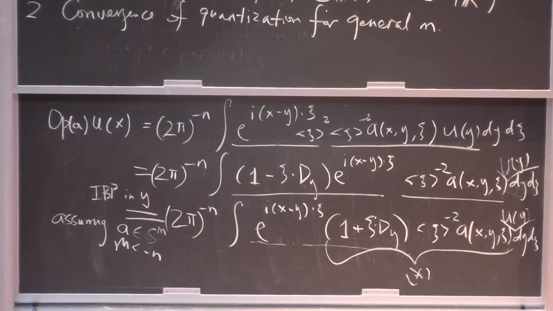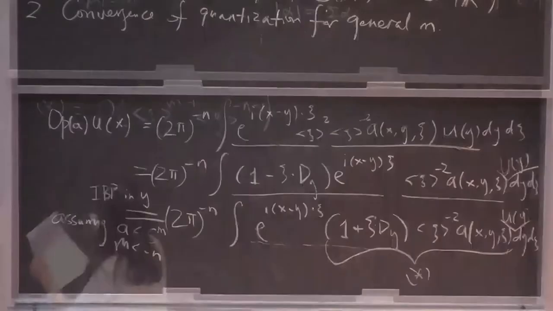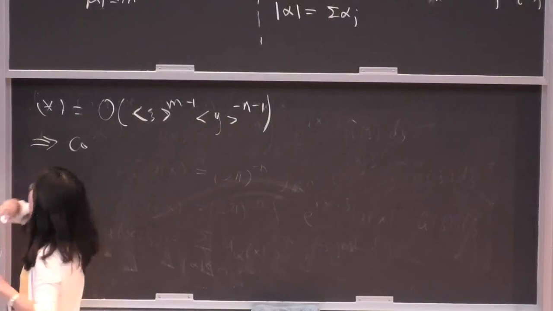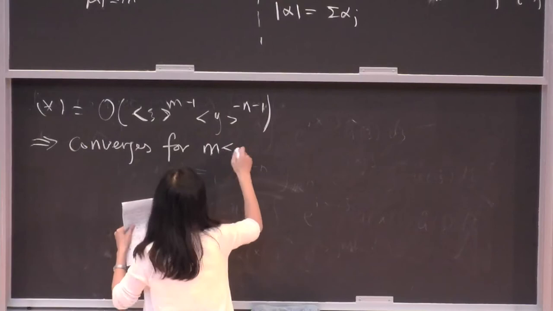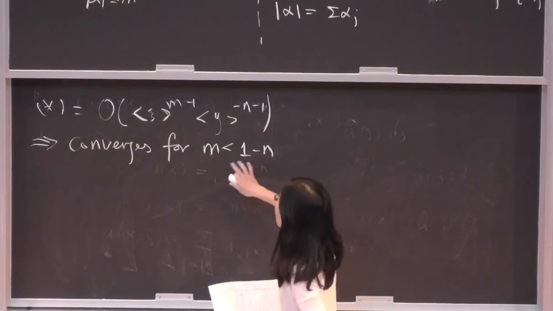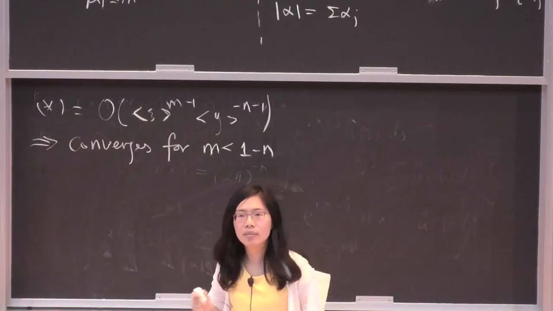As I said, because of the decay, because I have two things here, you'll see that originally this A is psi to the m order, and then I got one less. And in particular, what this is saying is that this last line here converges for m less than 1 minus n. Because if m is less than 1 minus n, then this is less than minus n, and then it converges. So this got one order better.